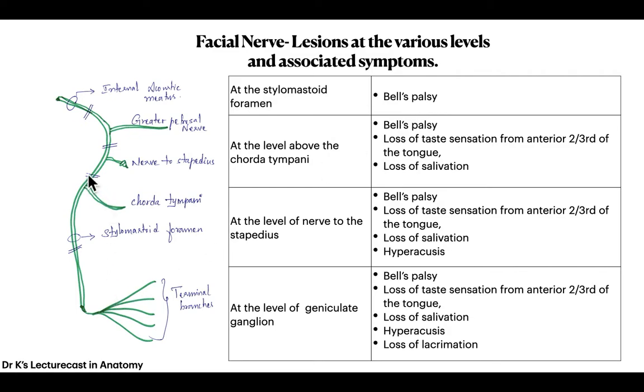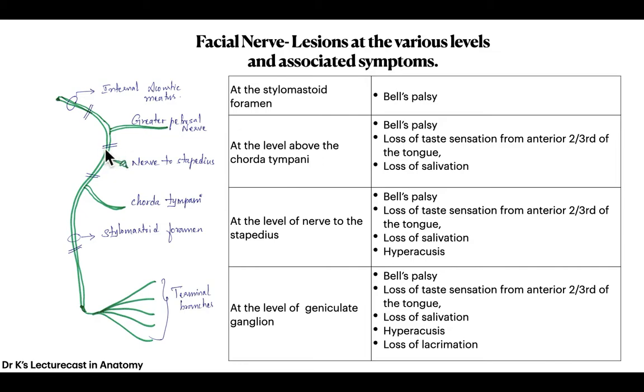What happens if it is cut above the chorda tympani? Chorda tympani affects both salivation and the taste sensation from the anterior two-third of the tongue. So add the lesion symptoms of what happens at the stylomastoid foramen also. So add Bell's palsy, loss of taste sensation from the anterior two-third of the tongue, and loss of salivation, because the chorda tympani also carries secretomotor fibers to the submandibular and sublingual salivary glands.